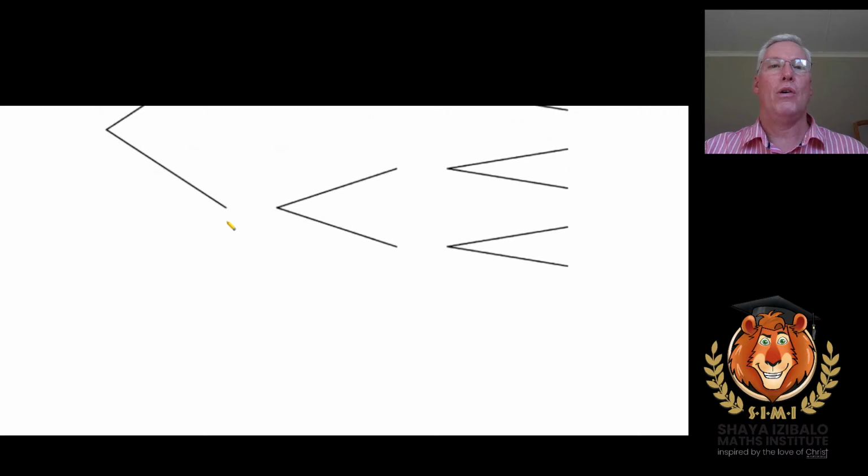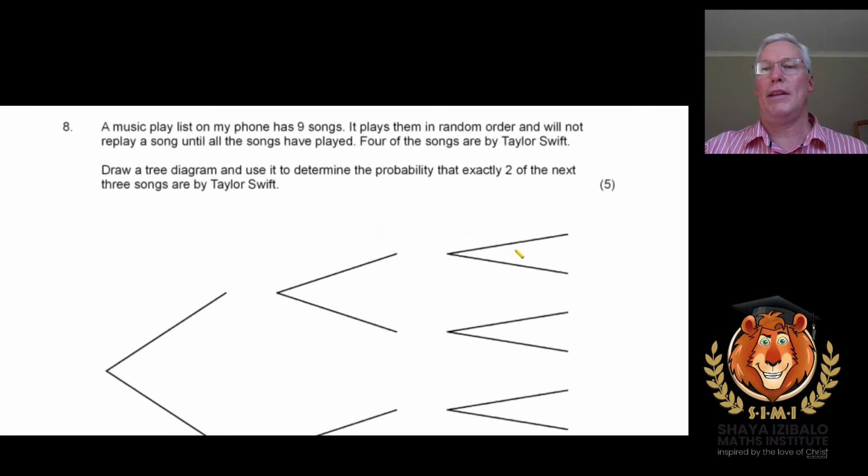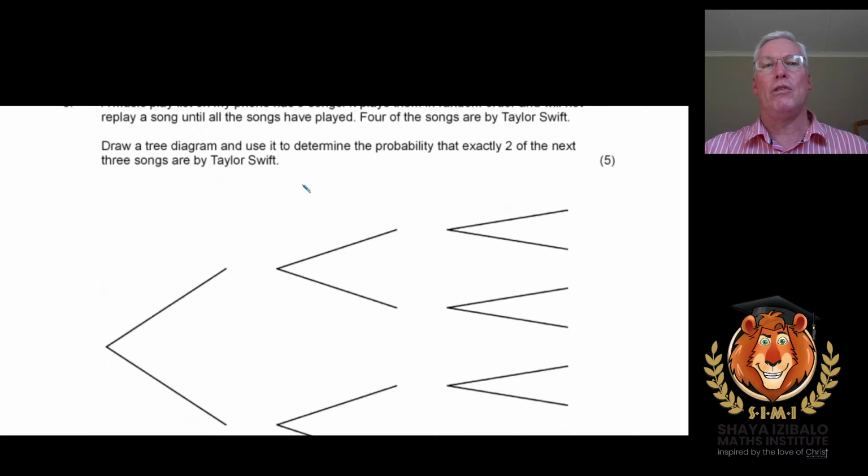Okay, the next question is about Taylor Swift. And I hope she doesn't need royalties for this. On my phone, I've got a playlist and it's got 9 songs, and if you shuffle it, it'll play them in random order, and it won't replay a song until all the songs have played. 4 of them are by Taylor Swift. So we're going to draw a tree diagram, and we're going to use it to determine the probability that exactly 2 of the next 3 songs are by Taylor Swift.